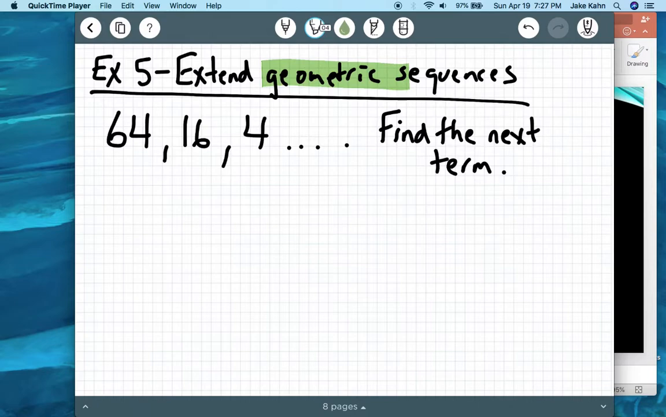So you can see that there is not a common difference here, right? 64 minus 16 is not the same as 16 minus 4. However, if we do division between, or finding the ratio between adjacent terms, that will be the same, okay? So what we are going to do now is we are actually going to calculate R. Which, remember from our PowerPoint, is called the common ratio.